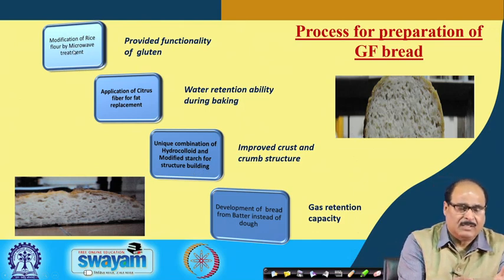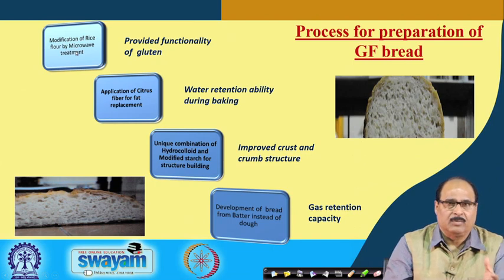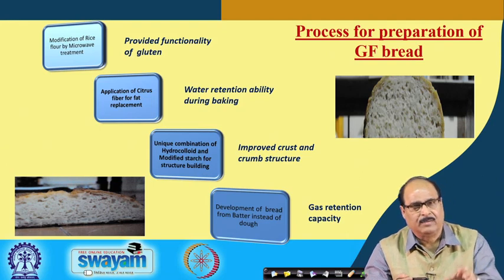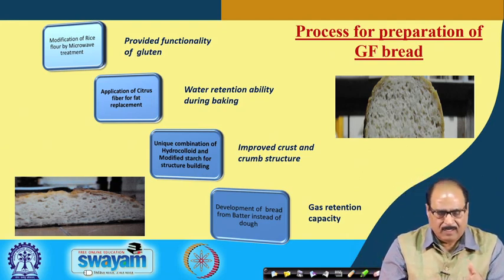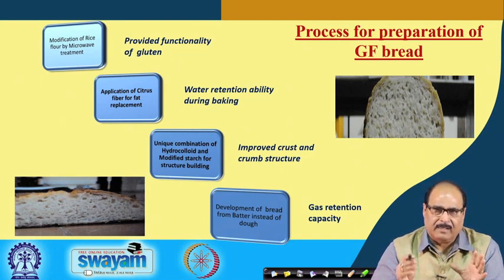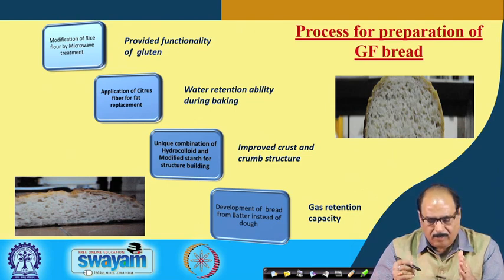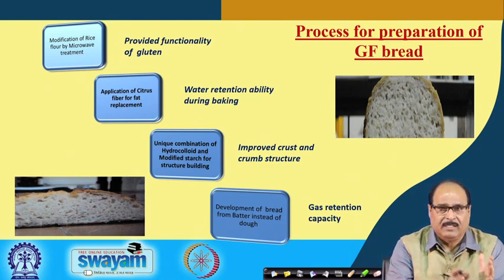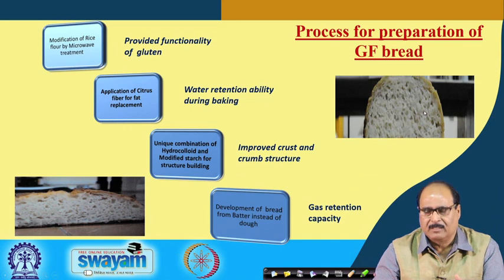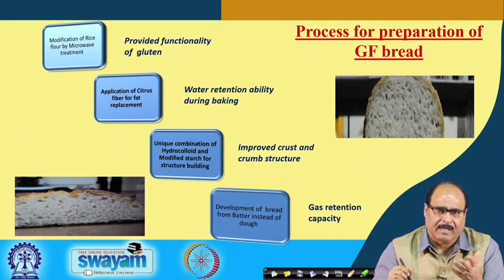Now this modified starch, the partially gelatinized rice flour and normal rice flour, are mixed, and some hydrocolloids and citrus fiber are also added. So a formulation is prepared, and this combination gives the improved crust and crumb structure, and finally it is baked under usual conditions like those of normal bread. So, development of bread from the batter. In this case, let me tell you that we got batter, not dough, but from the batter we have prepared this bread, which you can see in the picture. So it has a good gas retaining capability.